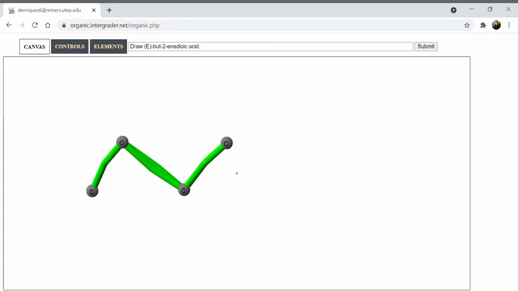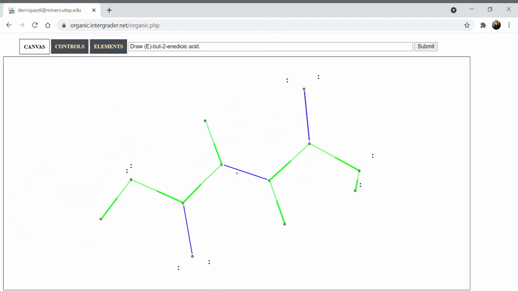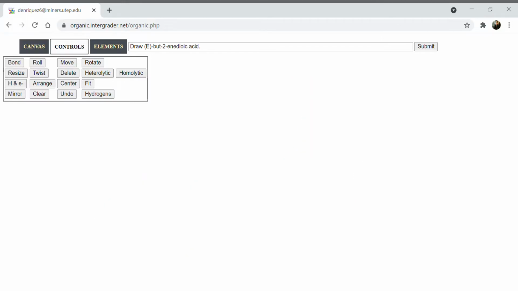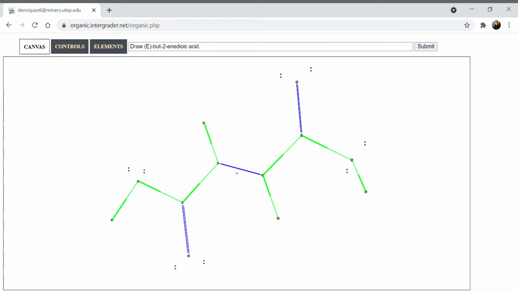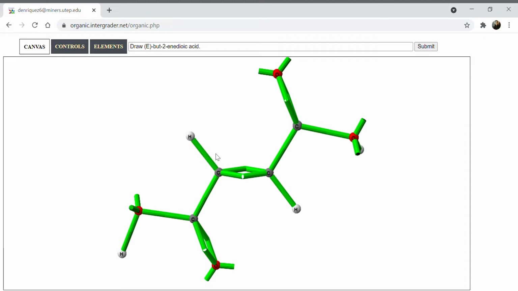So I'm going to do 1 double bonded, and then 1 single bonded, and then 1 double bonded on the left, and a single bond. I'm going to add my hydrogens and hit arrange. And I see that it's E, so E means trans. So I'm going to make sure that the highest priority is on the opposite side. And here it's easy to see because hydrogen is going to be the lowest priority, so opposite sides.